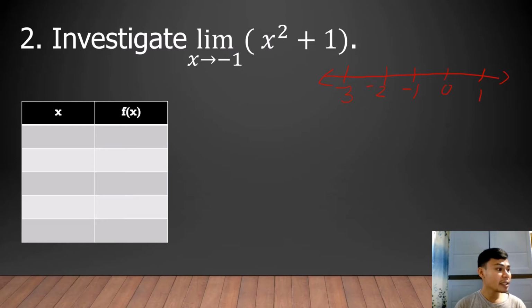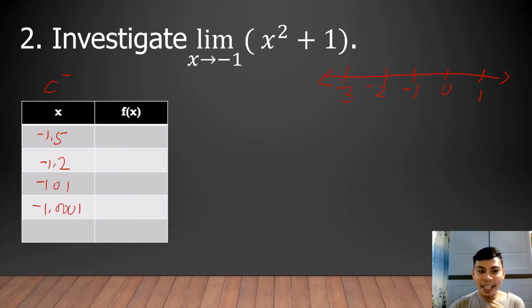X squared plus 1. Okay, so based sa example, kung ako ang papipiliin, I will choose values from the left. So ganyan na lang. So we have negative 1.5, negative 1.2, negative 1.01, negative 1.0001. Okay, sabihin nyo, 4 ka na sir, 4 nang ginamit nyo. Pwede lang. Okay, just to see the pattern.